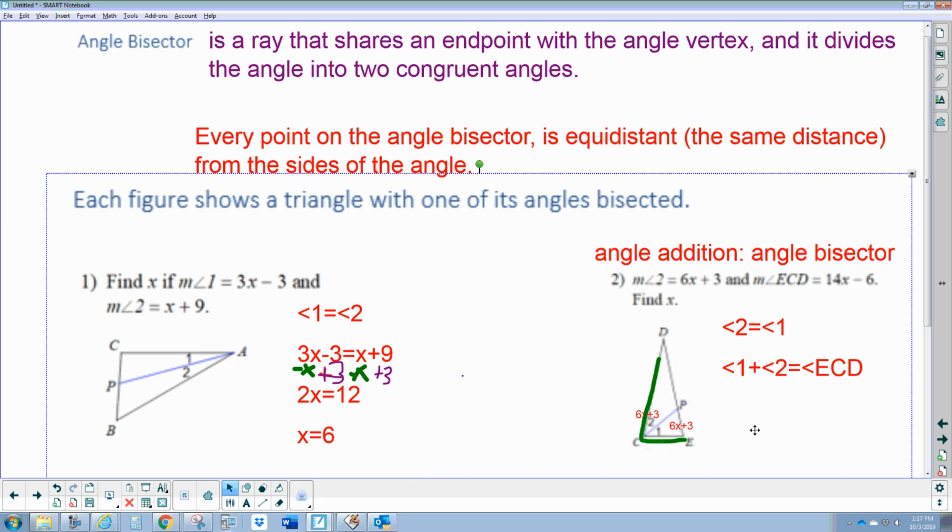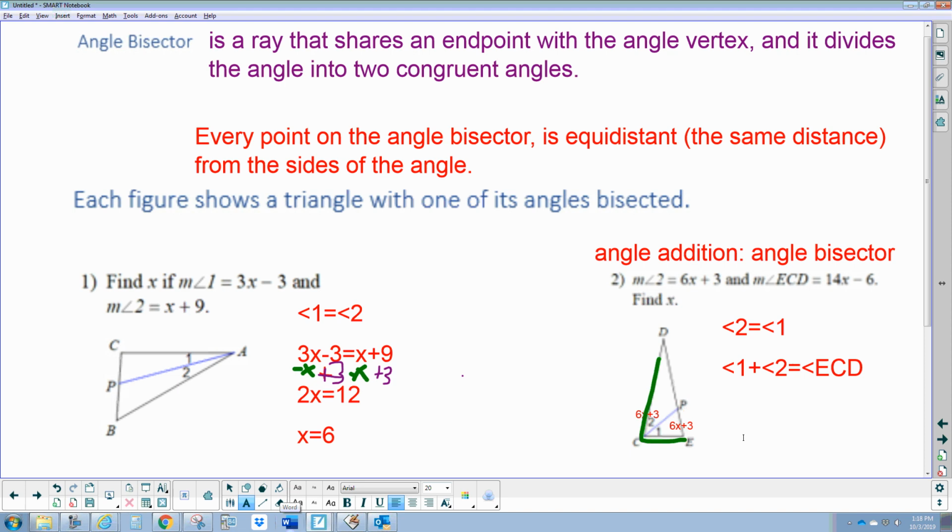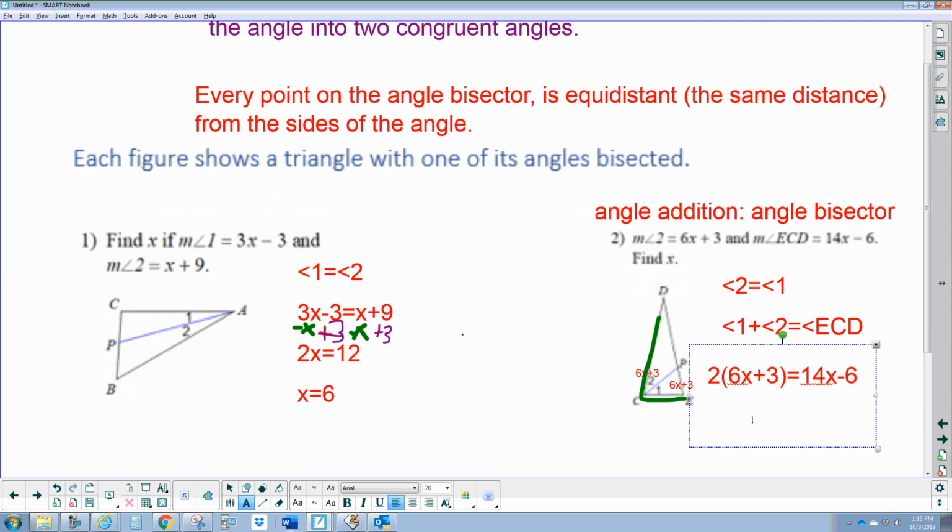Okay, so for an equation, we could have 6x plus 3 plus 6x plus 3, or we could say 2 times (6x plus 3) is equal to angle ECD, which it tells us is 14x minus 6. Okay, our next step is to use the distributive property, which gives us 12x plus 6 is equal to 14x minus 6.